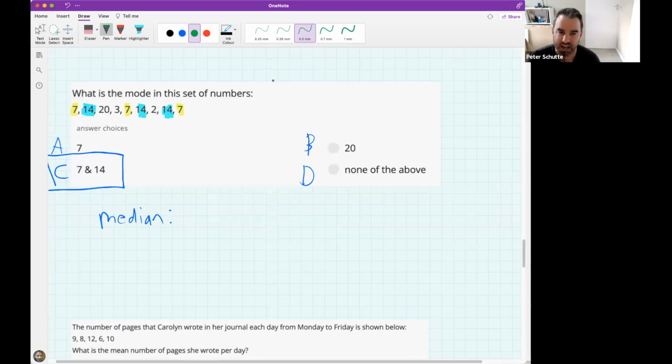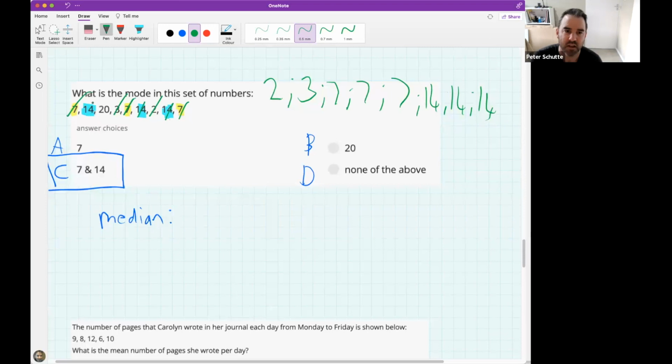So for me, I don't know what the median is until I arrange the data. So I'm careful and I go 2, 3, what have I got then? Then I've got 7, 7, 7. And then I go 14, 14, 14. And then I have a 20. Now, how many items are there in my data set? 1, 2, 3, 4, 5, 6, 7, 8, 9.